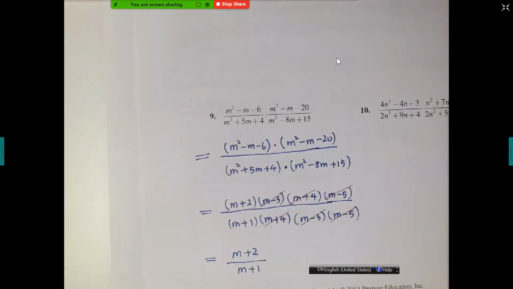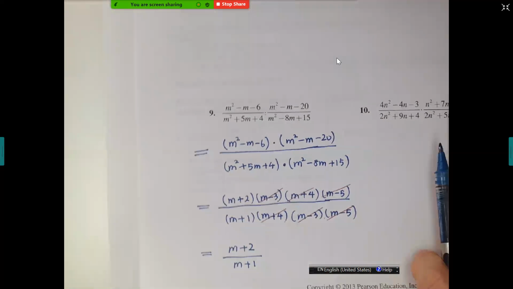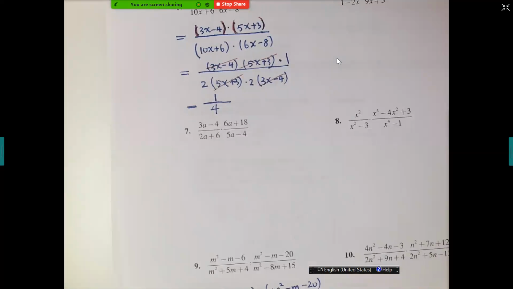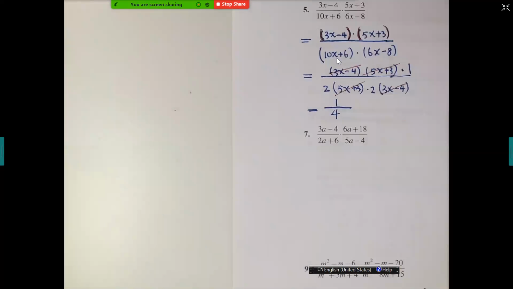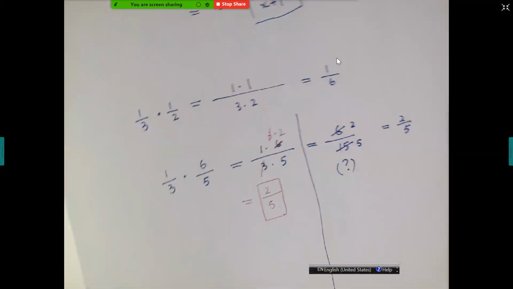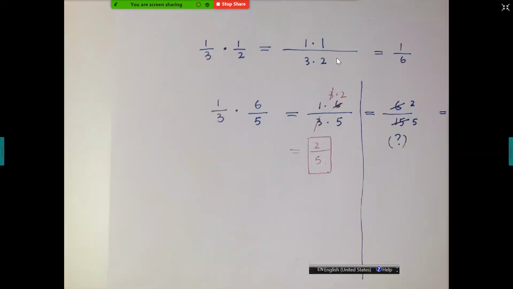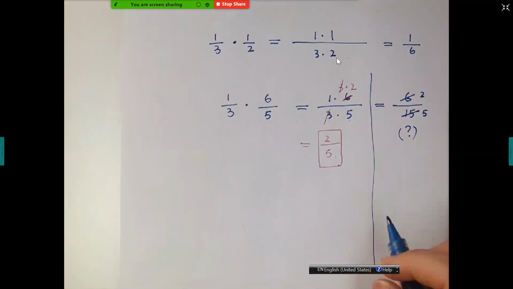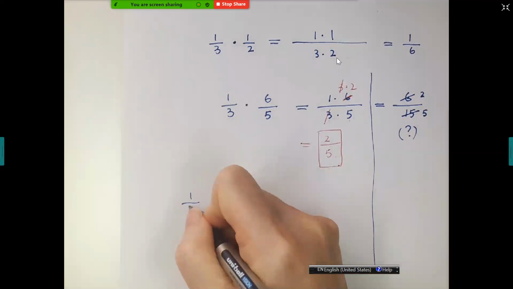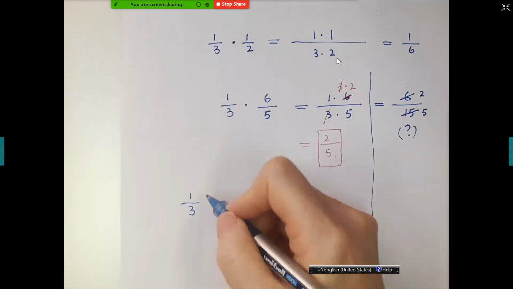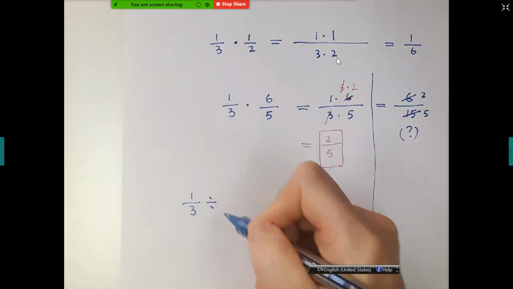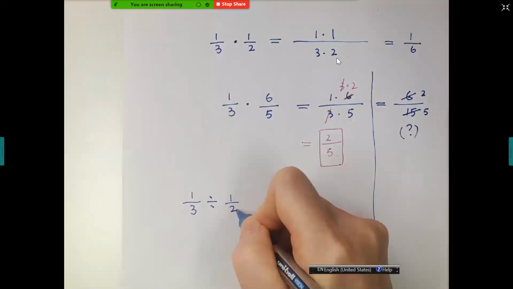Okay, so just remember the 2 steps for the multiplication. The last thing that we are going to do is what? So multiplication is one operation. Another one is what? Division. So if we go back here, when we are working on fractions, 1/3 divided by 1/2.